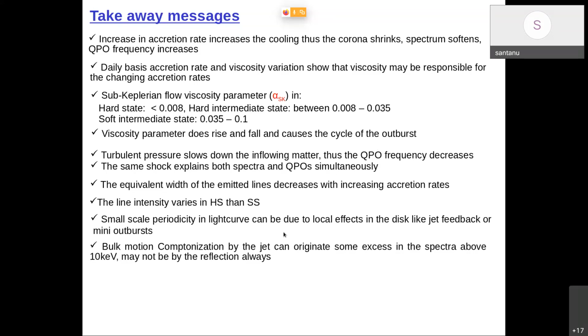The equivalent width of the emission line decreases with increasing accretion rate. Line intensity varies in the hard and soft states. This small scale periodicity that we can see in the light curve can be due to local effects in the disk, like jet feedback or mini outburst. The bulk motion Comptonization by the outflowing jet can originate some excess in the spectra above 10 keV, and it may not always be due to reflection.